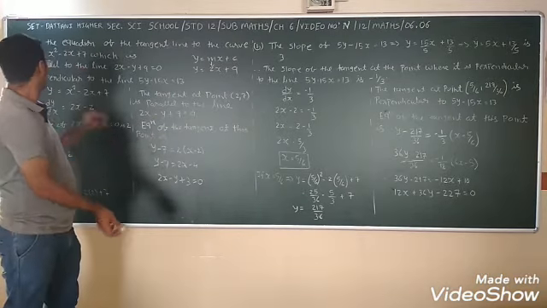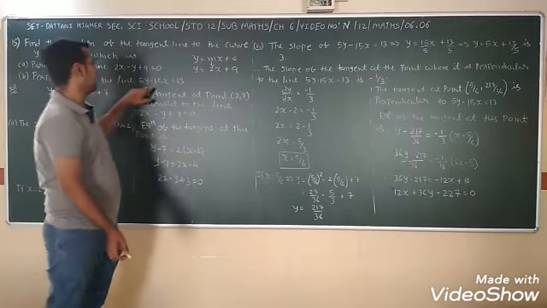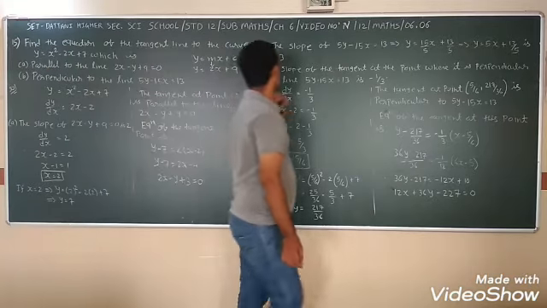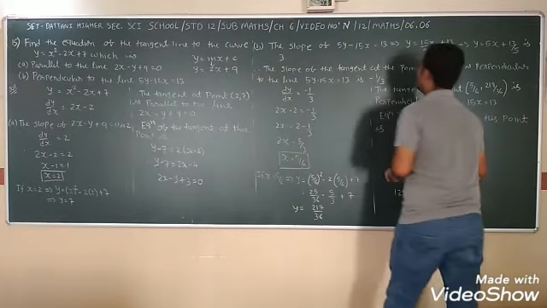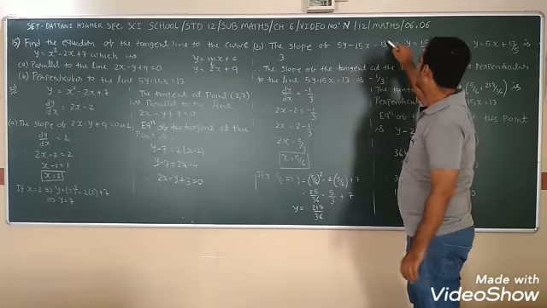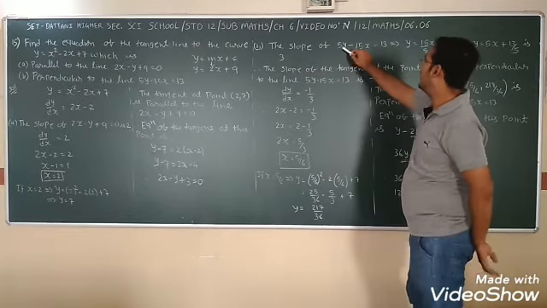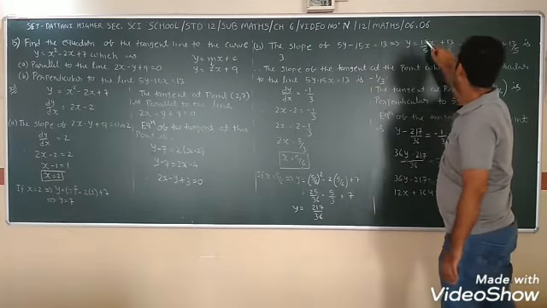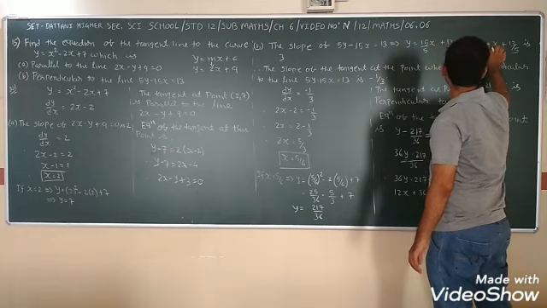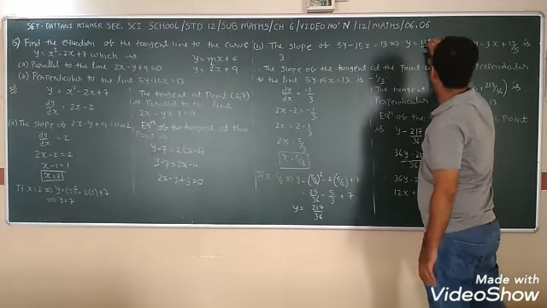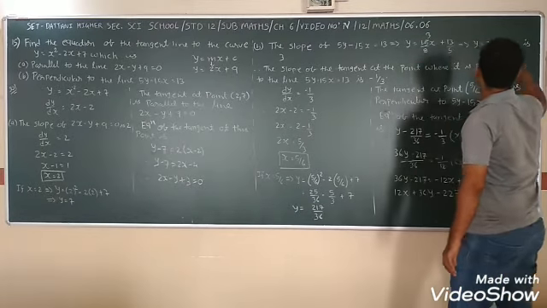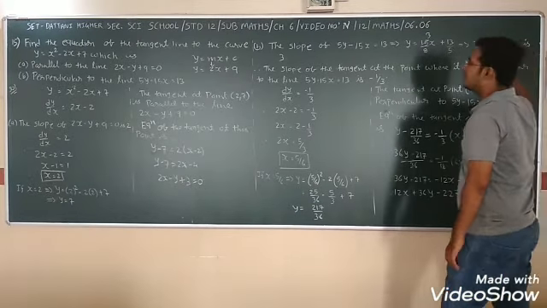Now second, the tangent perpendicular to the line 5y minus 15x plus 13 equals 0. We have to convert it to y = mx + c. So changing sides, 15x plus 13 divided by 5. So y equals 3x plus 13 upon 5, so the slope is 3. It means dy/dx is equal to 3.